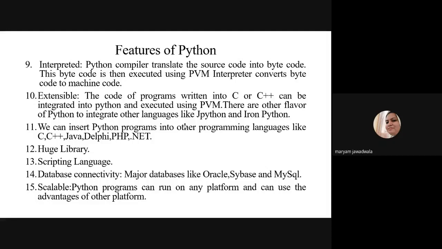Next important feature is database connectivity. A database represents a software that stores and manipulates data. For example, a popular database Oracle, using which we can store data in the form of tables and manipulate the data. So Python provides an interface to connect its programs to major databases like Oracle, Sybase, and MySQL.